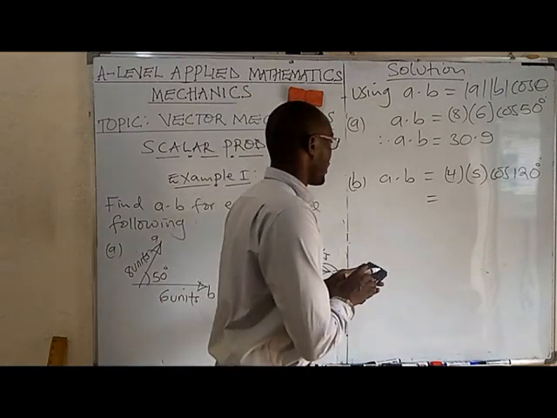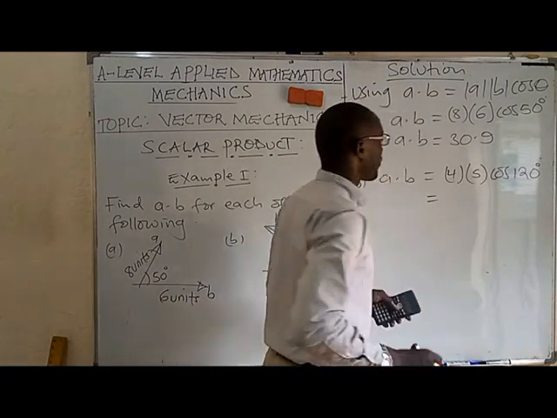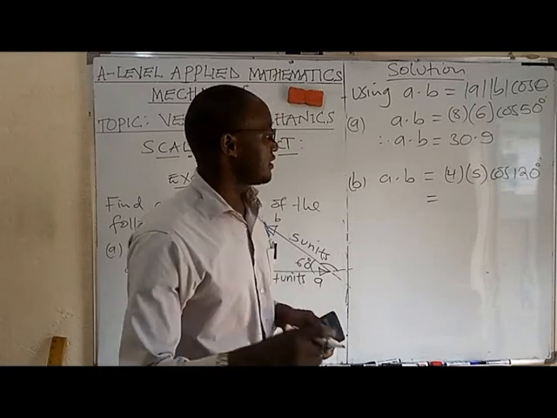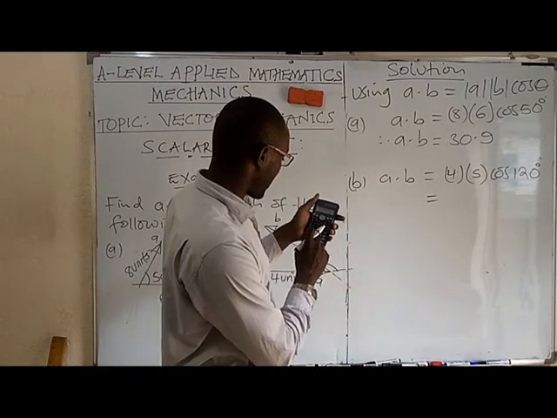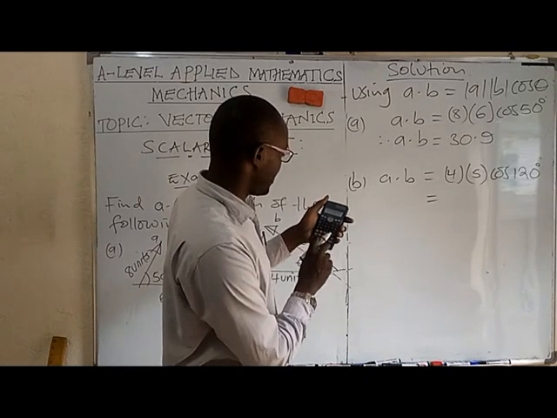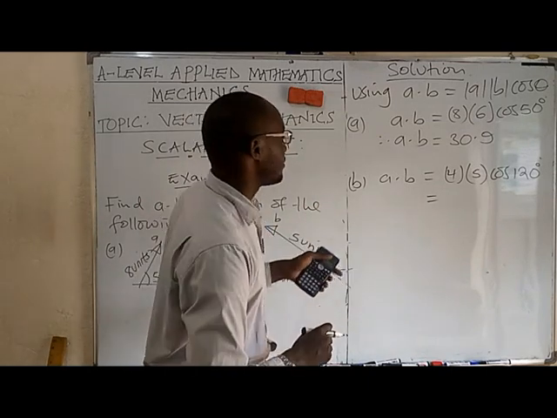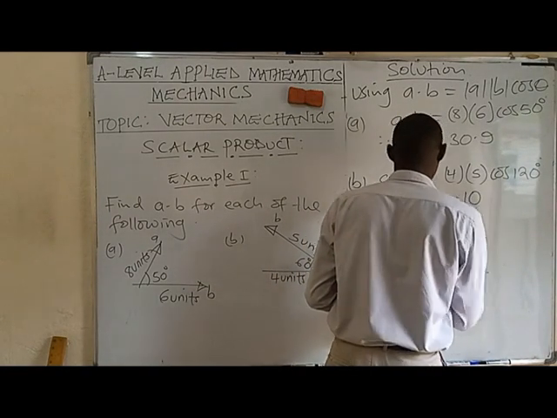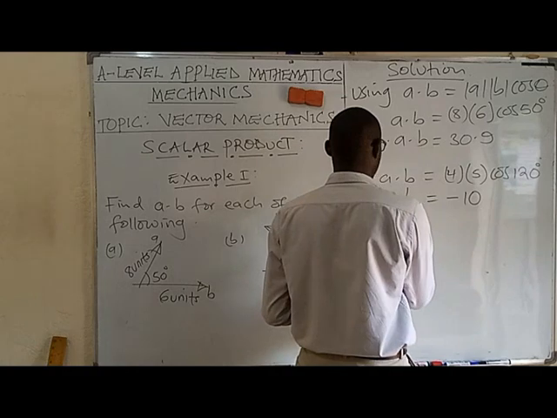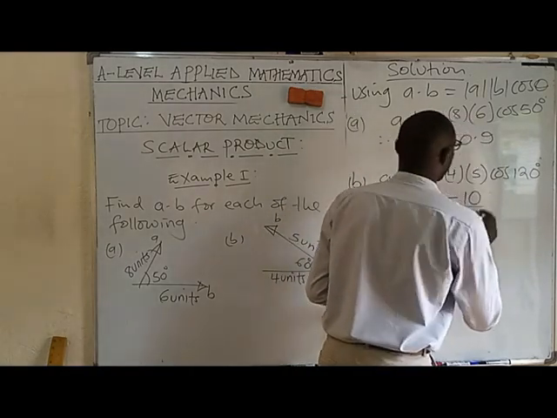So we are going to see that the cosine of 120 is negative a half, or negative 0.5, or you can put it on the calculator. Cos 120, indeed it is negative 0.5 times the 20, which will give you a negative 10. So therefore A dot B is equivalent to negative 10.